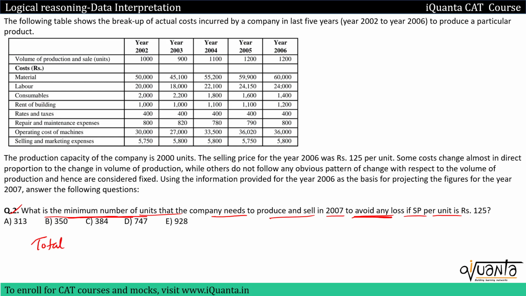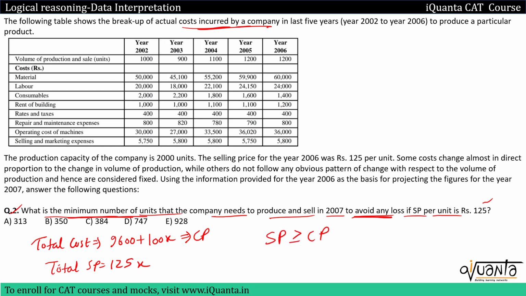We already know that the total cost in a year, we just did it in question number 1, it was coming out as 9600 plus 100x. Okay, this was coming out as the total CP because we were getting this as the cost incurred by the company. Now if there are x units produced in a year, then total SP would be 125 into x because SP per unit is 125. We need to avoid a loss. That means SP should be greater than equal to CP. So 125x should be greater than equal to 9600 plus 100x.